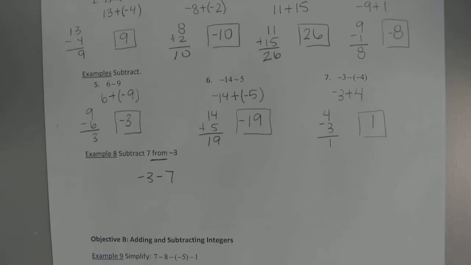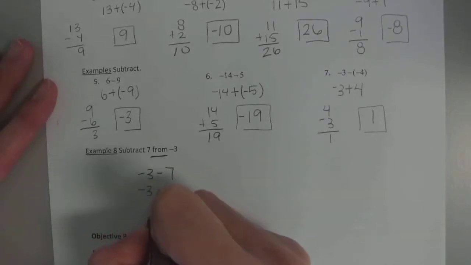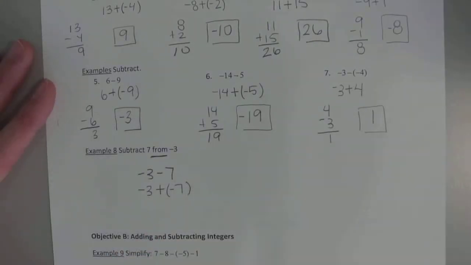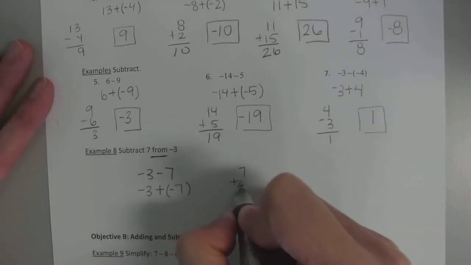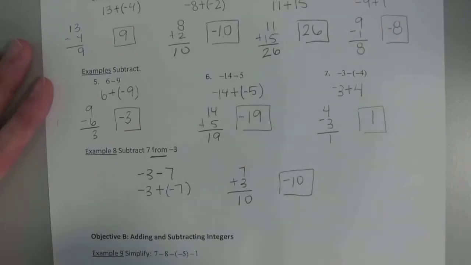Okay? So let's rewrite this as an addition problem. The front number stays the same. And then we're going to add the opposite of 7, which is negative 7. When you have the same signs, what do you do? You add them, right? And that sign stays the same. So you're already $3 in debt, and you take away another $7. You're where? $10 in debt.